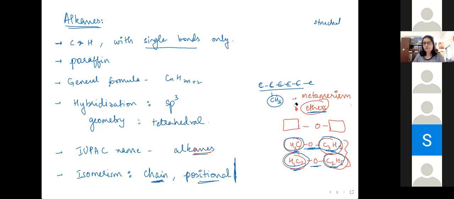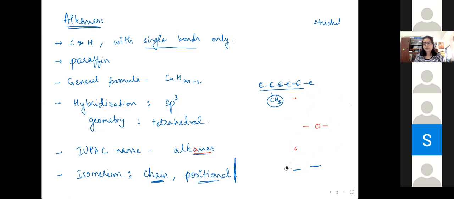Now coming to geometrical, like the stereoisomerism. What type of stereoisomerism can alkanes show? The cis-trans thing? Cis-trans, yeah, that is a type of stereoisomerism, but will alkanes show that? No, cis-trans is not possible, but they can show optical isomerism. Not all of them, obviously, but some of them.